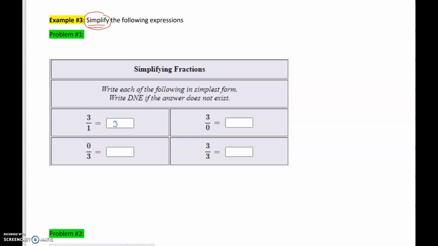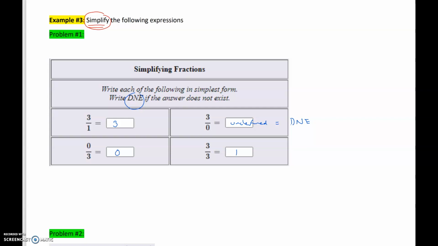3 divided by 0, in this case, is undefined. And the software, this is from the software, wants you to write DNE, meaning the division or the ratio does not exist. Make sure you don't confuse it with 0 divided by 3. In this case, your answer is 0. And then 3 divided by 3 is equal to 1.